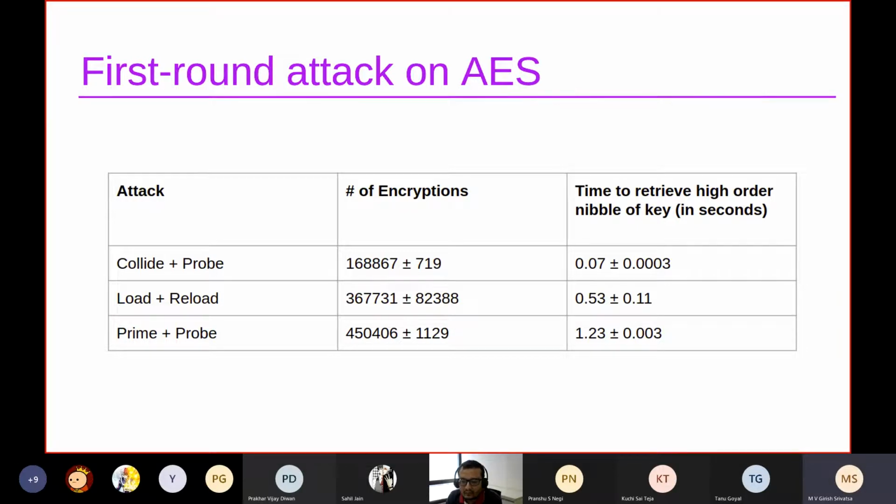The first round attack will allow you to retrieve the high order nibble of each byte in the key, based on which cache line exactly was accessed. The number of encryptions you'll need to determine this depends on the number of false positives you obtain. So collect plus probe and load plus reload both require a much lower number of encryptions due to a lower false positive rate compared to prime plus probe.